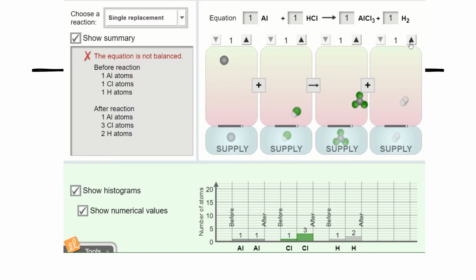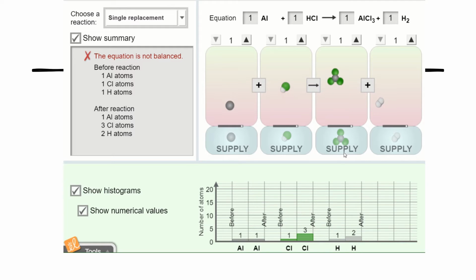Watch this. If I fix hydrogen, so if I make it be 2 hydrogen on this side, 2 on this side, well, that messes up chlorine. So then if I change this to 3 for chlorine, that messes up hydrogen. So in this case, I might not be sure where to start.